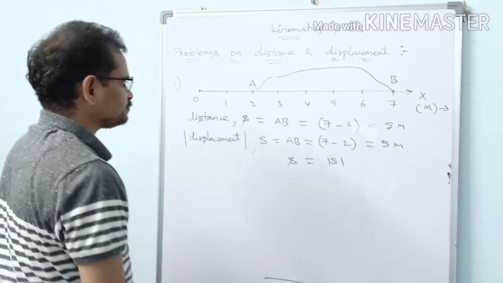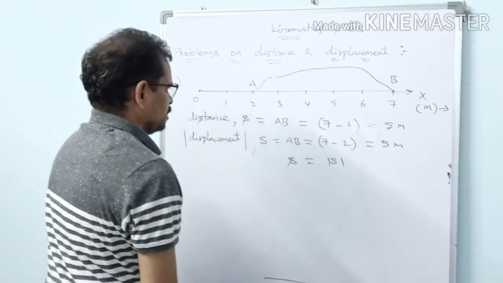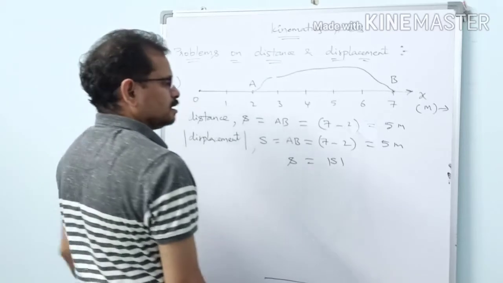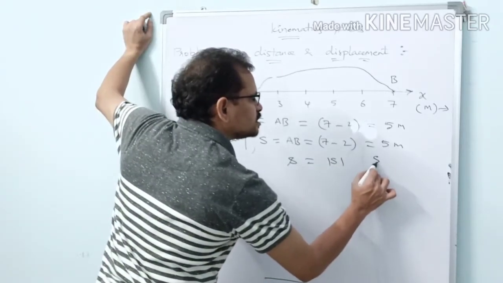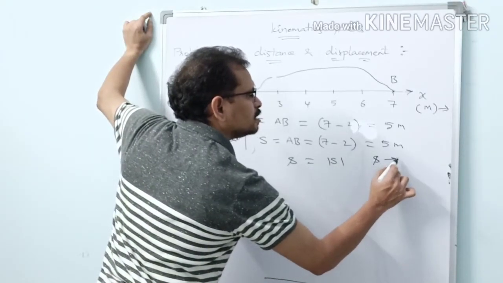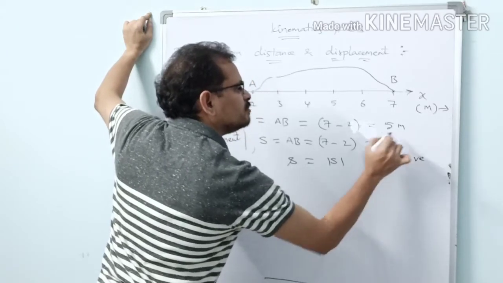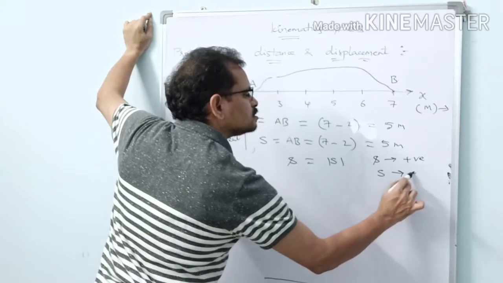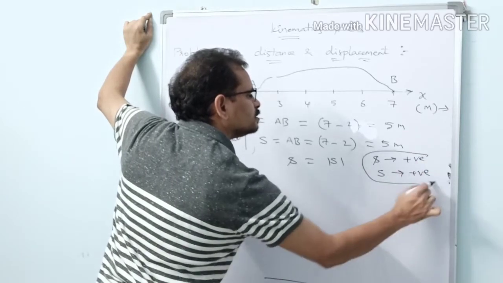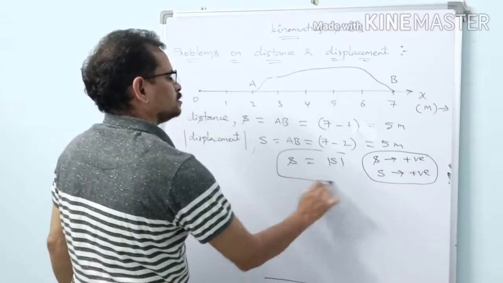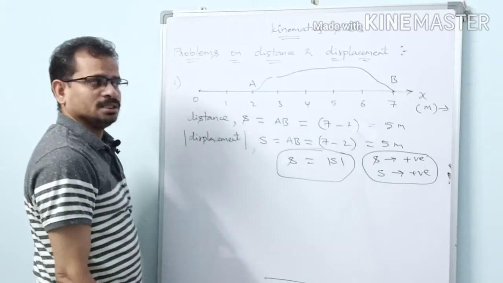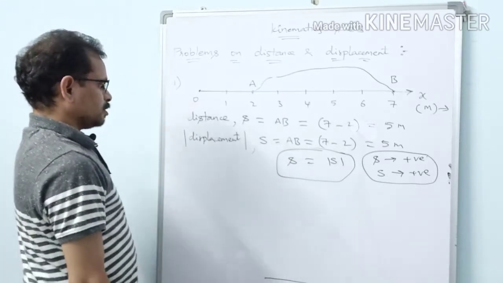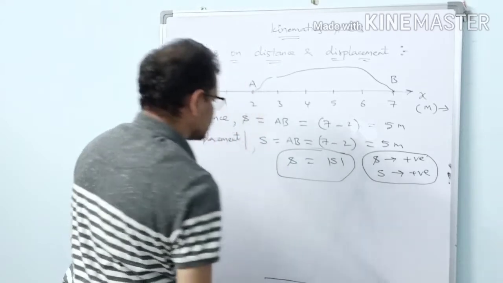Got it? Right. And one more thing, what about distance here? Distance is positive, plus 5 meters. What about displacement? Displacement is also positive only. So these are the two checkpoints we have to check. Got it, guys? Next one, let us take one more example.